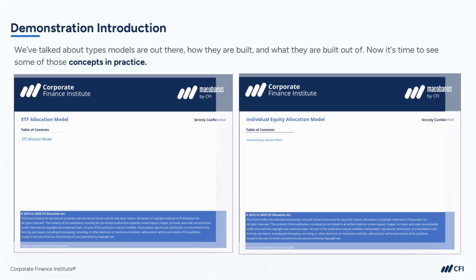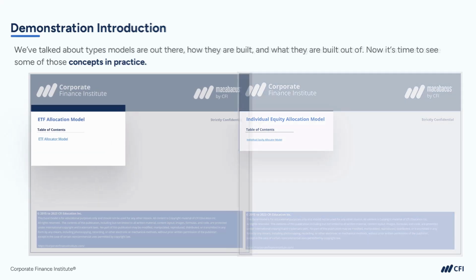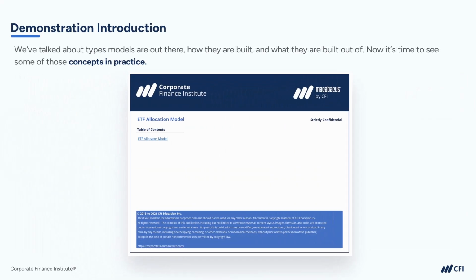The first is an equity model which was constructed entirely out of ETFs, and the second is an equity model that was constructed out of individual stocks. Let's take a moment to walk through each model and run through a few types of scenarios that you could run into in a real wealth management practice. We're going to start with the ETF model.